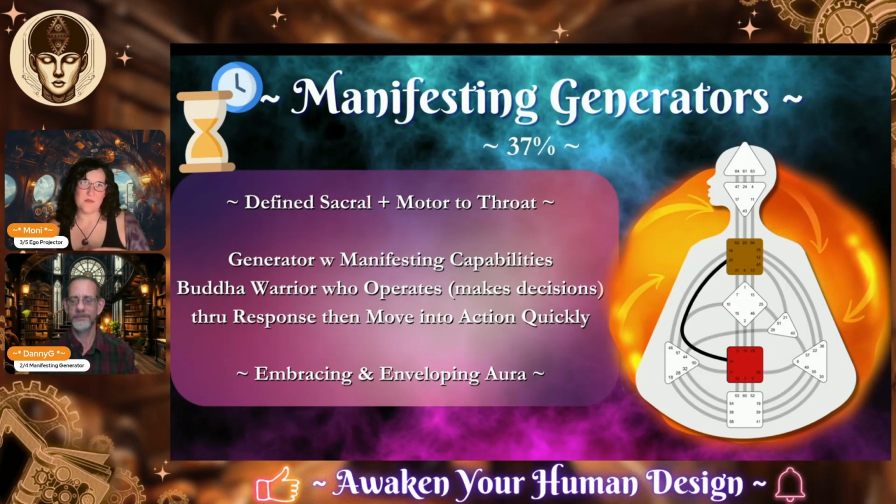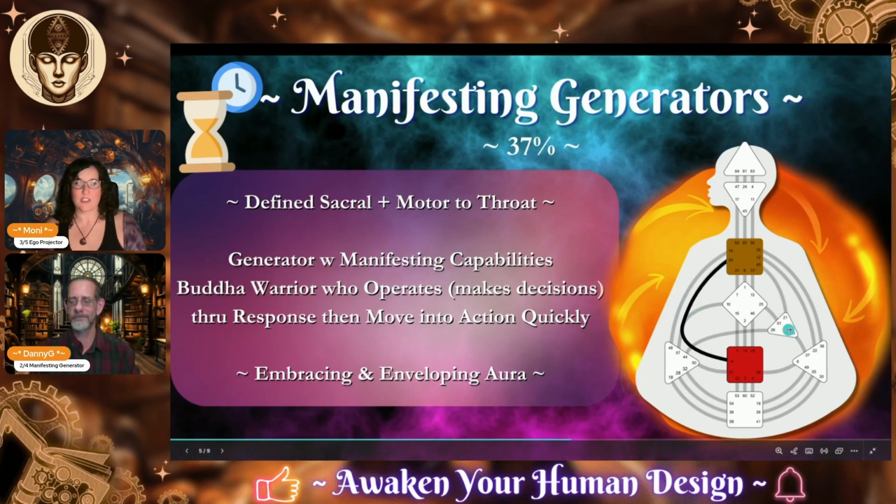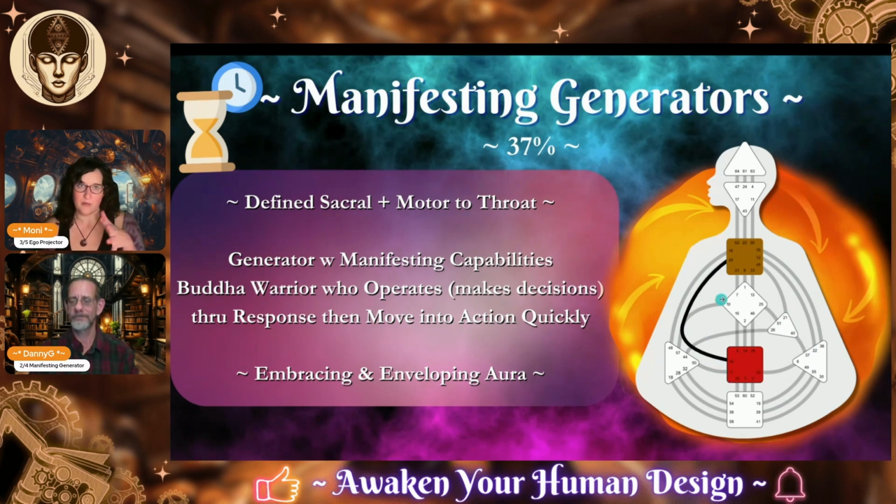That's it. Continuing on to manifesting generators, who comprise 37% of the population. Manifesting generators have a defined sacral and a motor to the throat. So we have the red sacral square, it's defined, and the 34-20 is the pure manifesting generator channel. It could also have the root, solar plexus or will making their way to the throat, but the 34-20 is the pure manifesting generator, which is why I chose that for the graphic. And so the manifesting generator is a generator with manifesting capabilities.